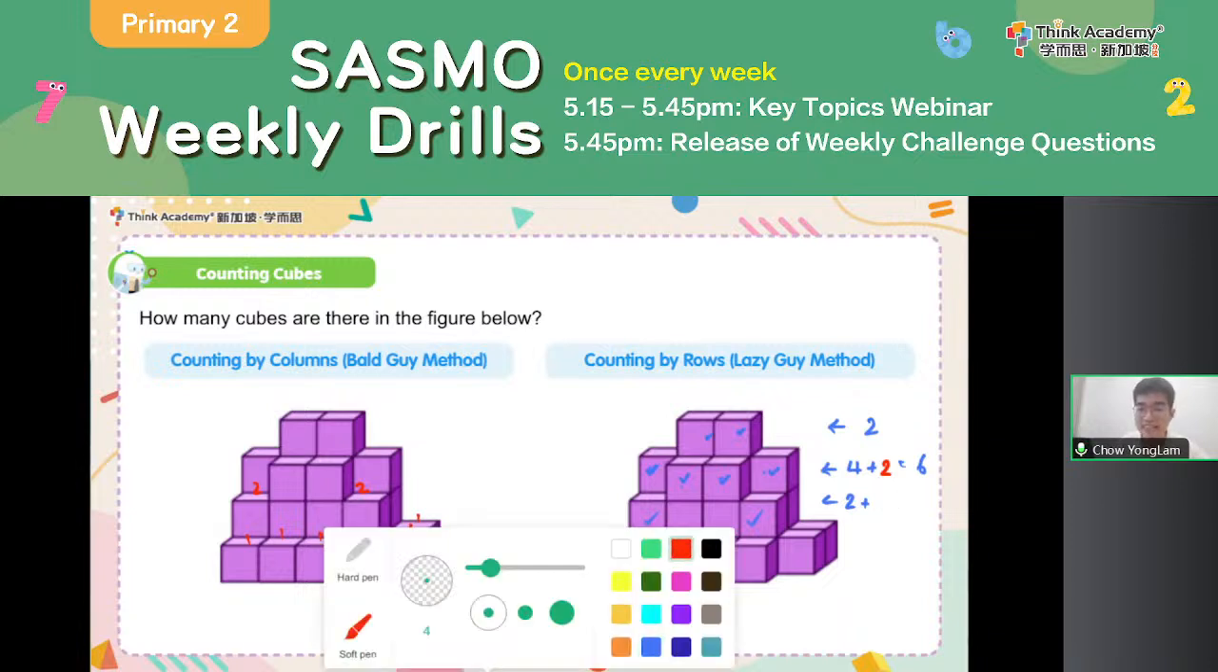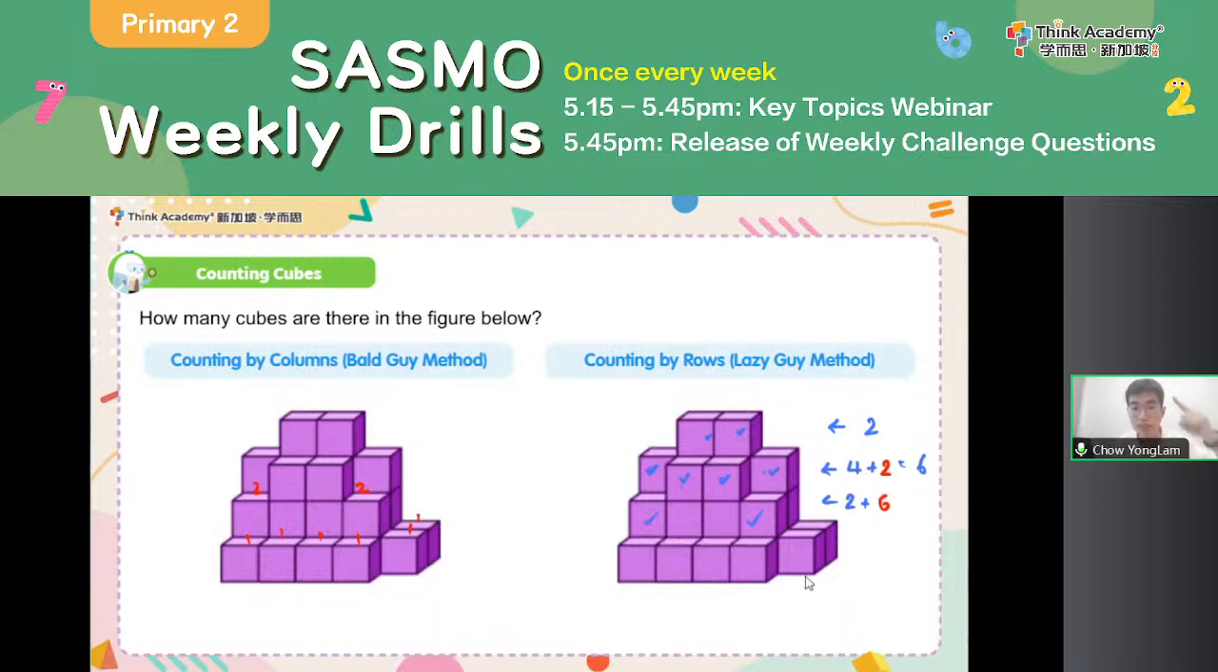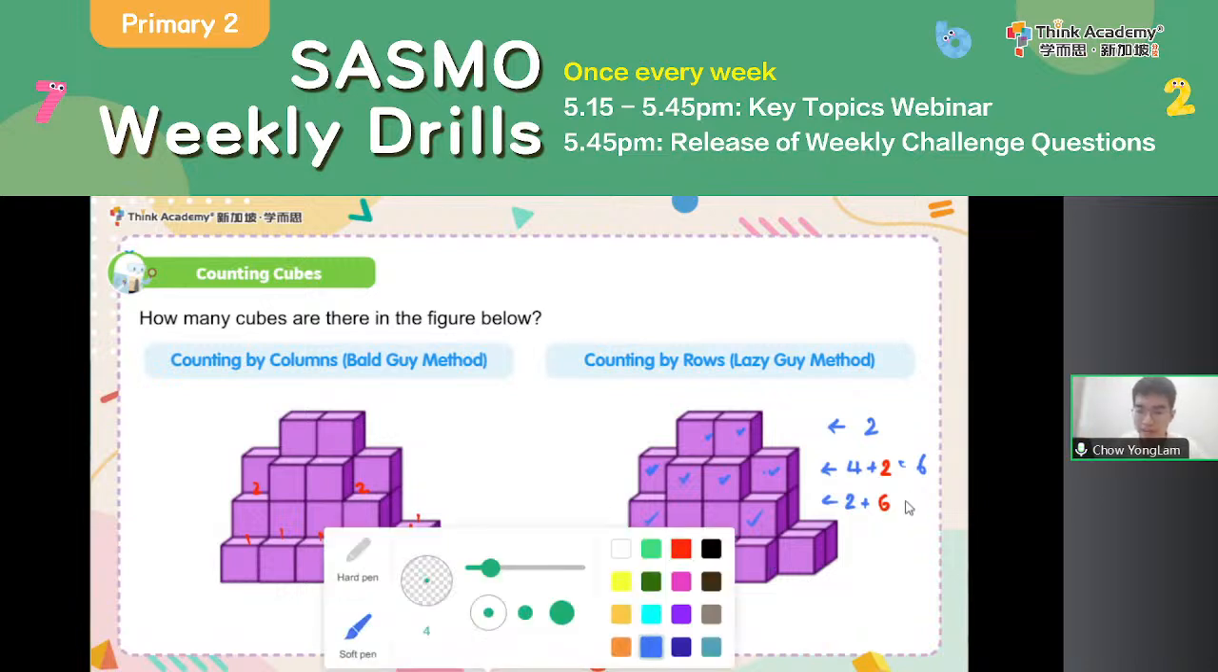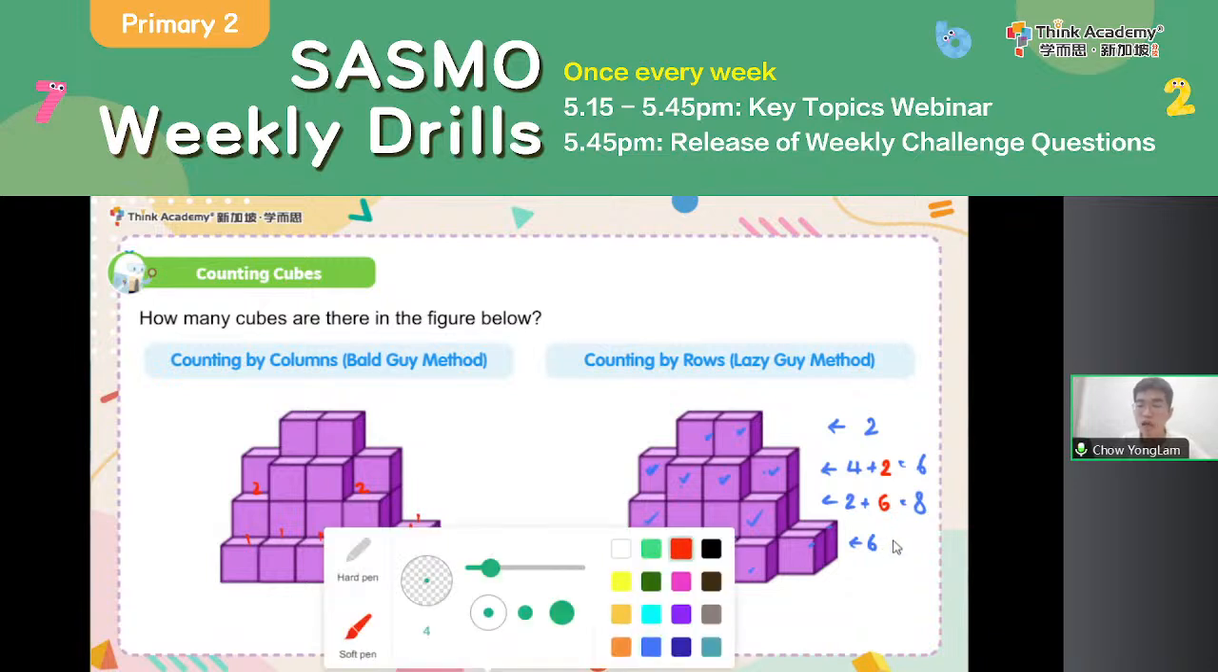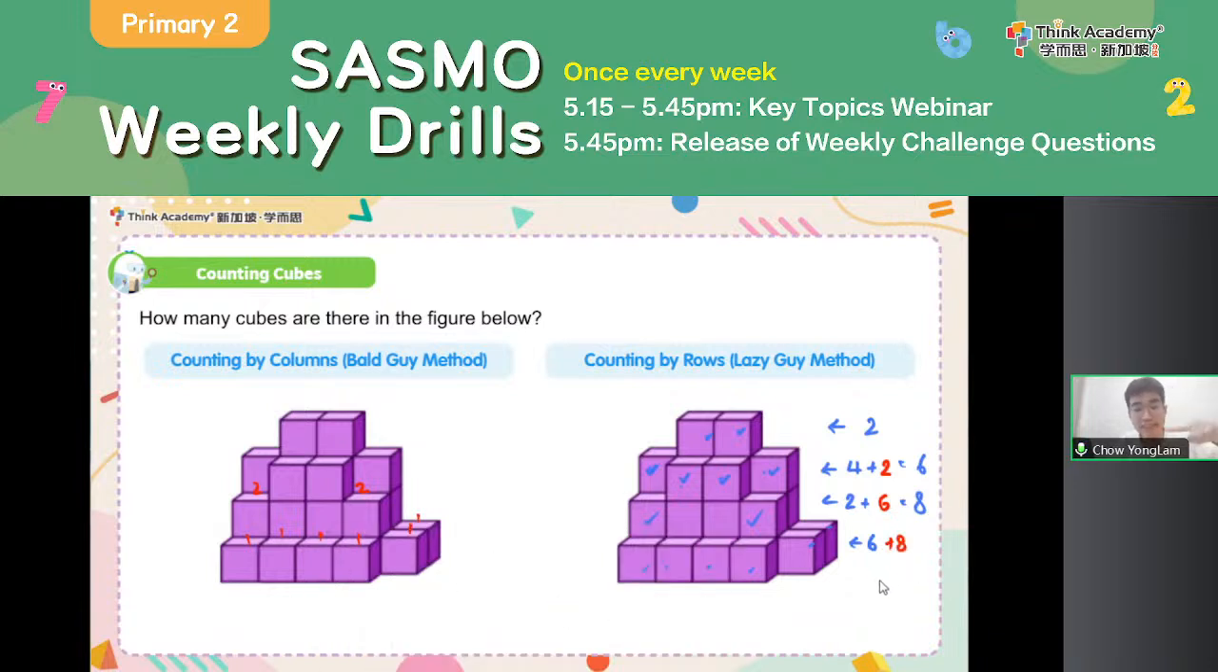But remember, I need 6 working cubes for the 6 cubes on the layer on top of it. So in total, I will have 8. And then finally, same here, I have 1, 2, 3, 4, 5, 6, 6 lazy cubes, together with 8 working cubes. The working cubes, just take how many cubes are there on the top layer before it. And then you will get 14.